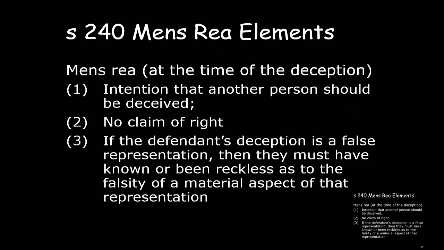Okay, we're on the home stretch. Mens rea elements for 240. Now, you've got to have an intention to deceive. Okay, you've got to have an intention that the other person should be deceived. So you've got this causal link as an actus reus, and you've got to have an intention that the person should be deceived by your deception. You have to have no claim of right, you know what that means. And if it is a false representation, then you must know that it's false or be reckless as to whether it's false in some material aspect.